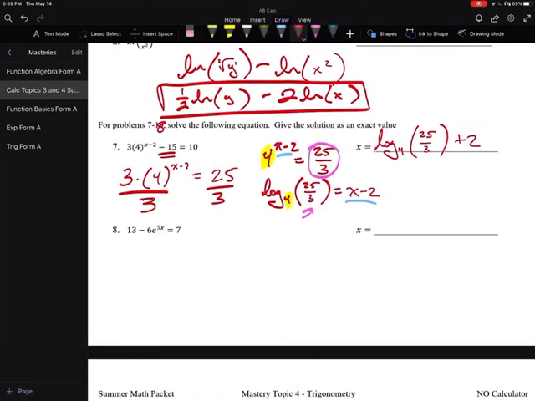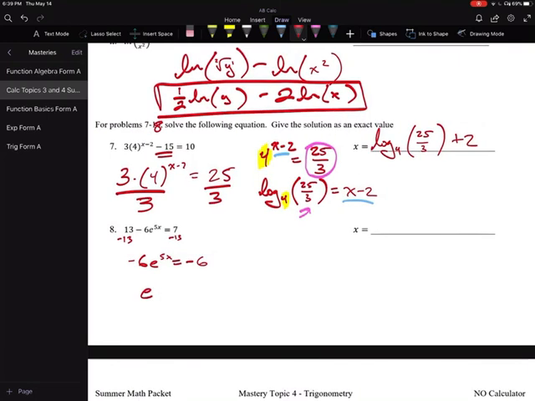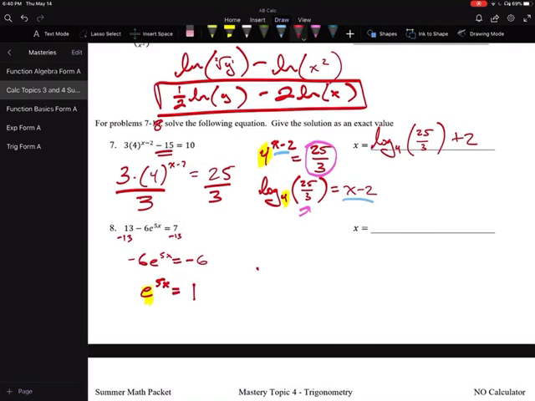In the next one, we could do a lot of the same work. First thing I'm going to do is subtract 13. So then I have negative 6 is equal to negative 6 e to the 5x. Divide both sides by negative 6. So that means e to the 5x is equal to 1. Again, I want to get rid of the base of e. If I want to get rid of a base, I have to use a logarithm. So log base e, which actually means I could just use natural log of 1 is equal to 5x.